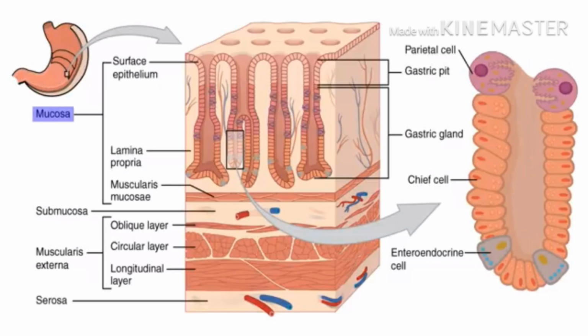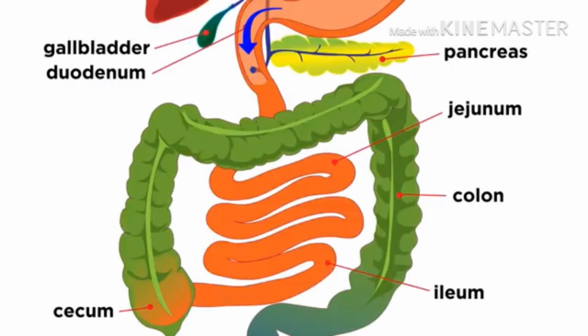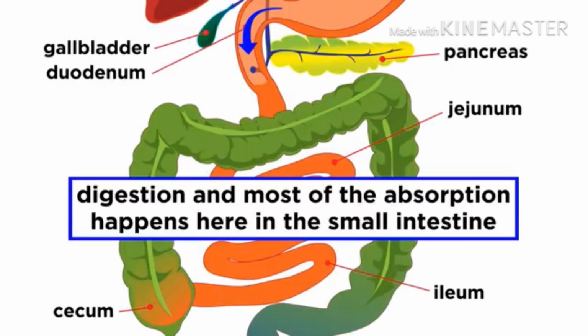This juice is very acidic. The stomach ends in the pyloric part, made of the pyloric canal and pyloric antrum, which ends at the pyloric sphincter and leads into the duodenum. From there, food travels into the small intestine, where digestion is completed and almost all of the absorption happens.